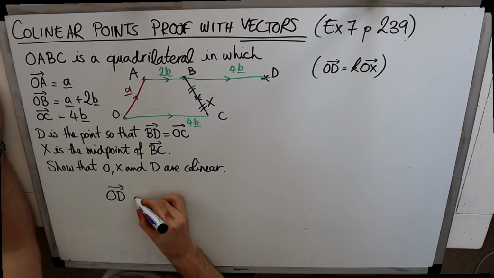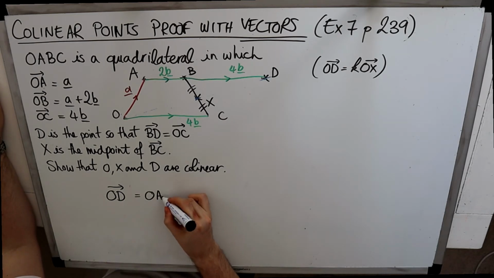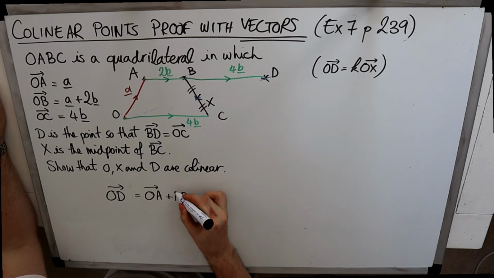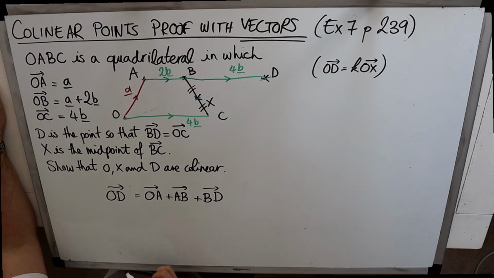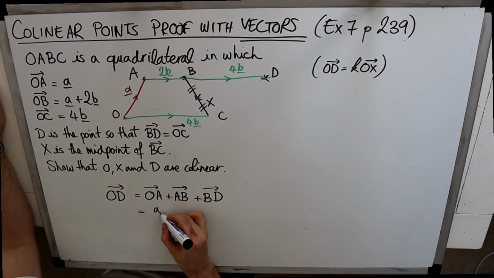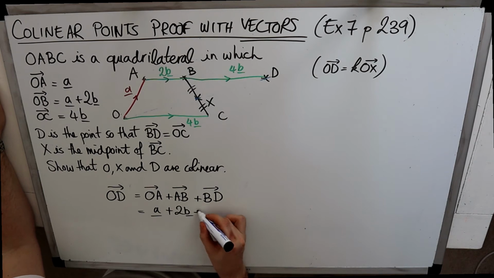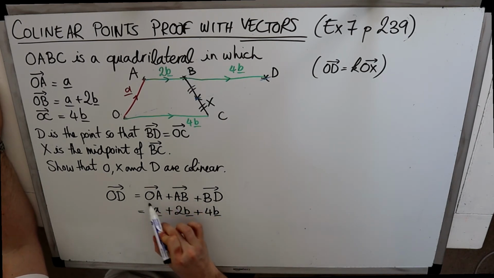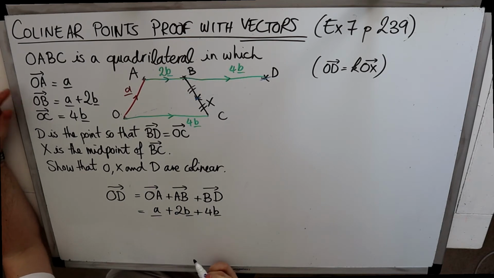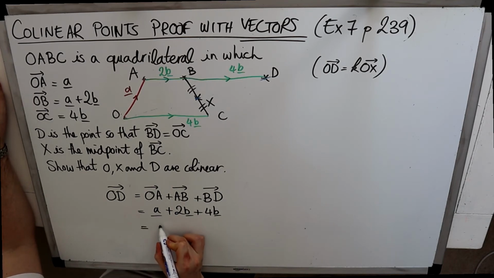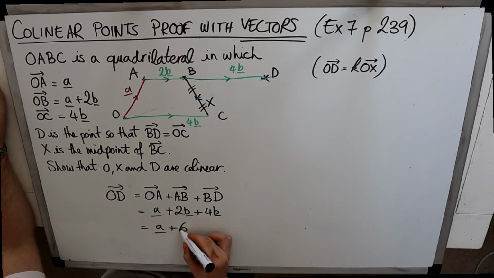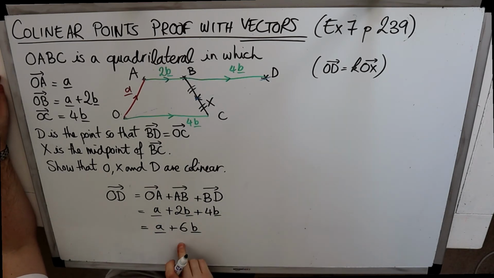So if I wanted to write it out with all the working, I'd write this OA plus AB plus BD, and then I would just replace that with A plus 2B plus 4B. I could even have written this one directly as OB and used that definition there. So in the end, OD is equal to A plus 6B. Now with any luck, when I find OX, it'll be some multiple of this.